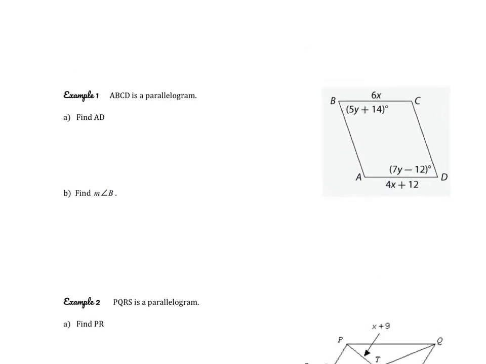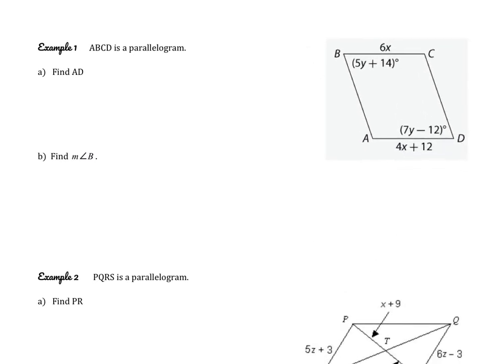Okay, so now using these theorems, we're going to see if we can solve these different problems. For example 1, the first thing they note is that ABCD is a parallelogram. It's really important that we know this fact. Either they need to state it or it needs to be shown in the picture, or else we can't use any of those theorems we just learned. The first thing they ask us to do is to find AD.